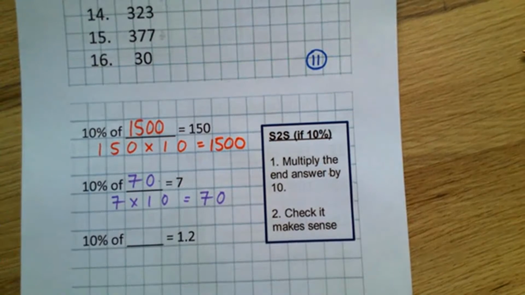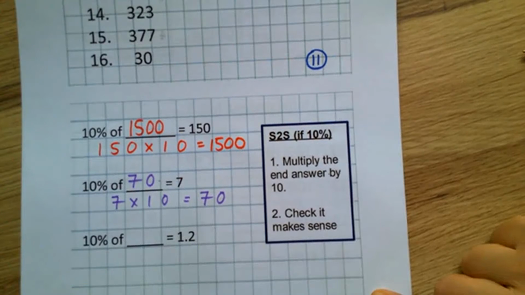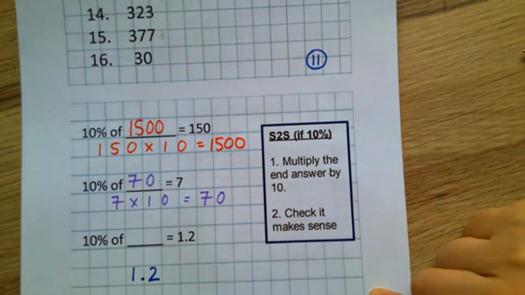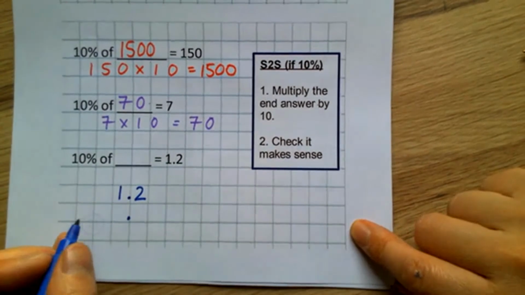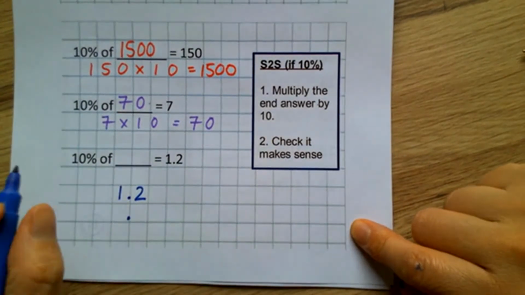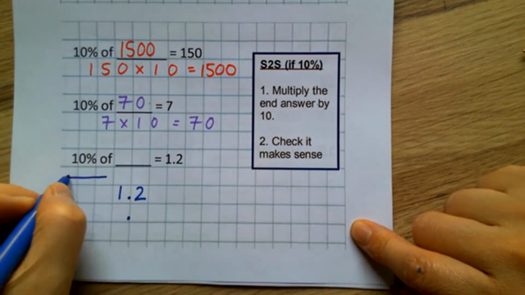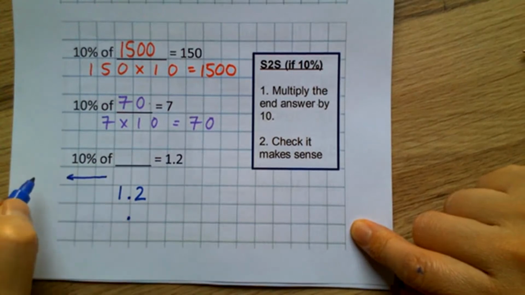Now let's do the last one. Now I can't do that trick where I place the 0 at the end because the answer would still be the same. So I'm going to place 1.2. I'm going to drop my decimal. And this time I'm going to multiply by 10. So which direction am I going to move each digit? Good, to the left. Yeah, that means that my number is getting larger.